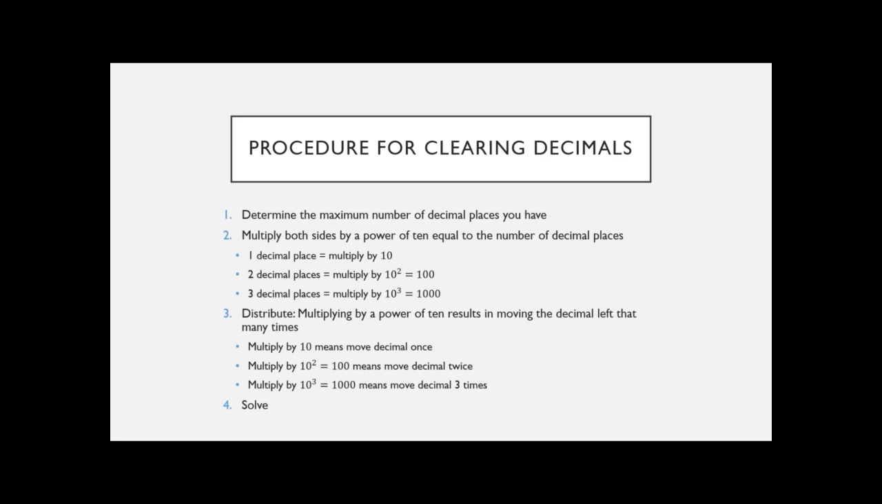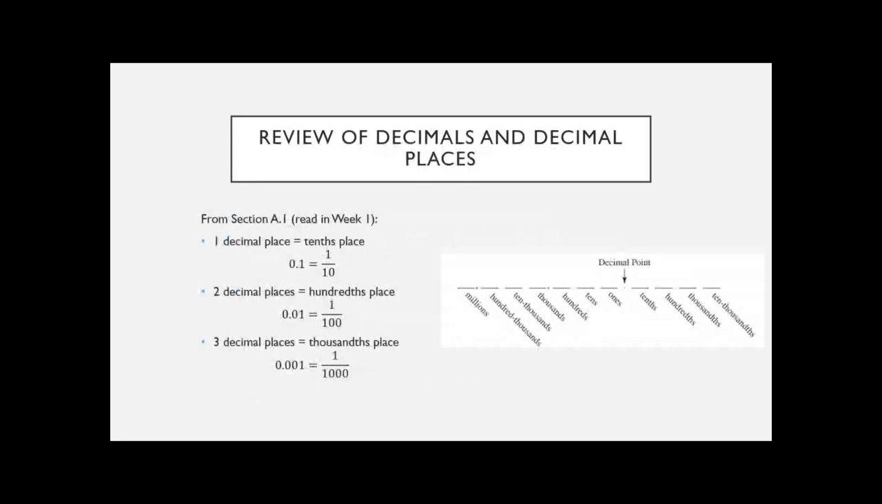The procedure for clearing decimals: your first step is to determine how many decimal places you have for all of your numbers, and you want to use the maximum number. So if you have a number with 2 decimal places and another one with 3, you're going to focus on the one that has 3 decimal places. Then you multiply both sides of your equation by a power of 10 that is equal to the number of decimal places. So if you have 3 decimal places you need to get rid of, you're going to multiply both sides by 10 to the third, which is the same as multiplying by 1,000. That matches with the fact that 3 decimal places is the thousandth place, so you need to multiply by 1,000.